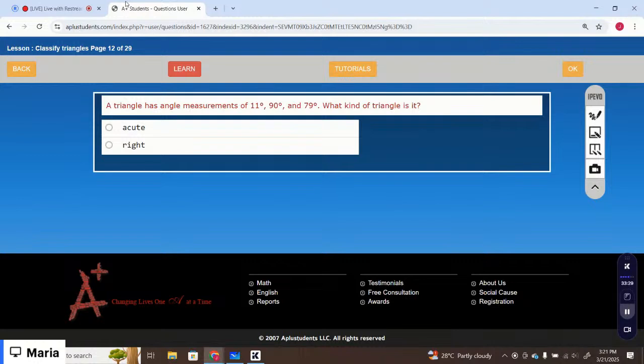That is a right angle triangle. Option number two is the correct option. Okay, you can complete the lesson by yourself.